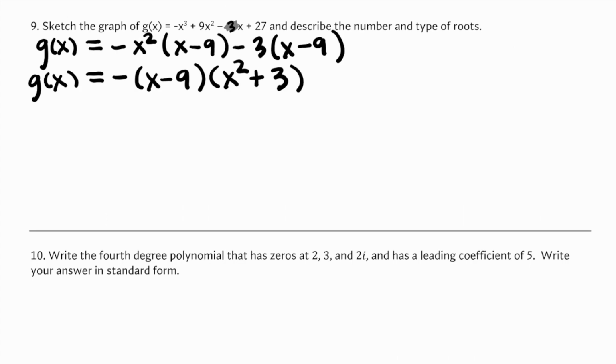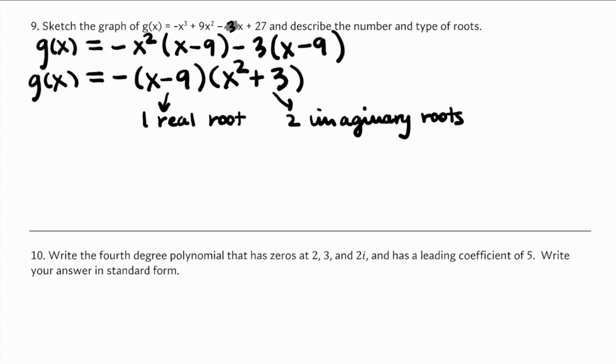Okay, x minus 9 is going to give me one x-intercept at x equals 9, and x squared plus 3 is not going to give me any real x-intercept. It's going to give me two imaginary solutions. So I've got one real root and two imaginary, which is just what I had in the other one. I guess the difference is the leading coefficient.